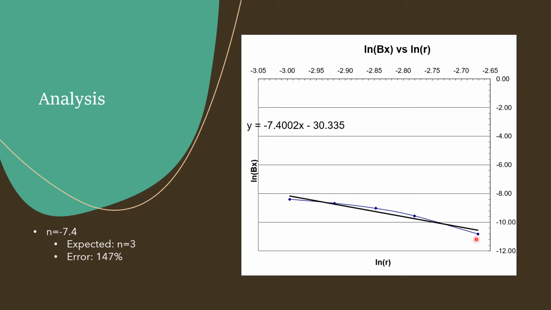We got that n, r raised to the n, was negative 7.4, whereas it was expected to be 1 over r to the 3, and 147% error. We think that this came from errors in maybe the magnetometer used in the lab, or human error while measuring this.